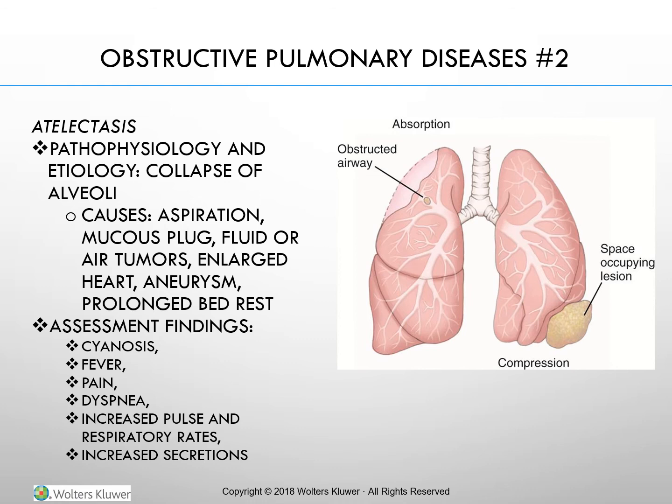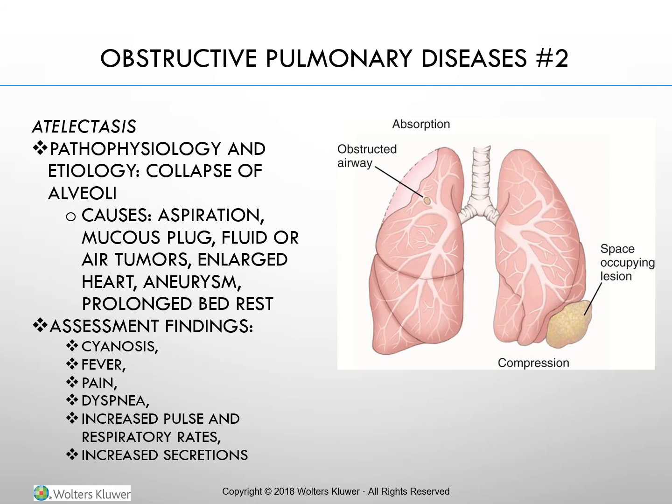Treatment includes improving ventilation, suctioning, chest percussion, and deep breathing and coughing to raise secretions. Bronchodilators and humidification assist in loosening and removing secretions. Oxygen is administered for dyspnea. Removal of the cause of atelectasis helps to correct the condition.